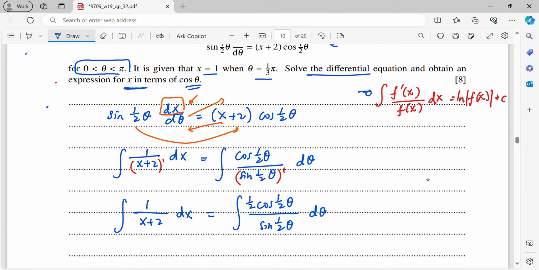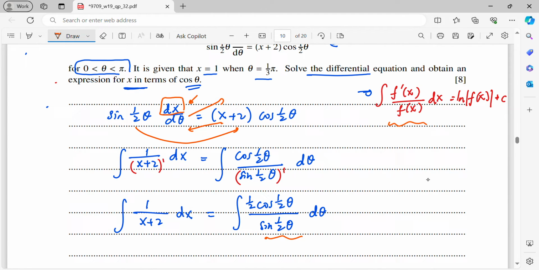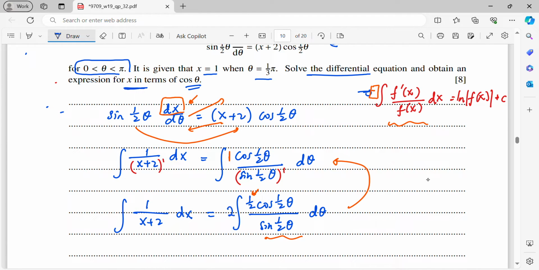Okay? Then this right side is exactly the same as the formula right now. But when you compare with the previous question, we need 1 over cos half theta instead of half. So now the half is extra. You are allowed to multiply by a constant outside to make it f prime x for you to use this formula. Therefore, I can just multiply by 2 because half times 2 is 1.